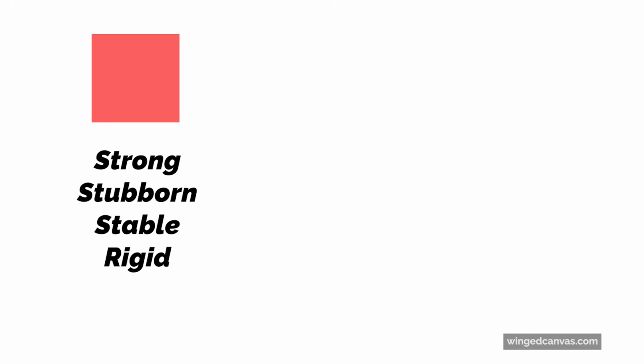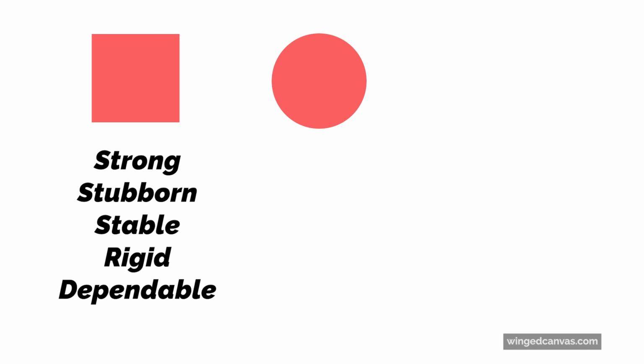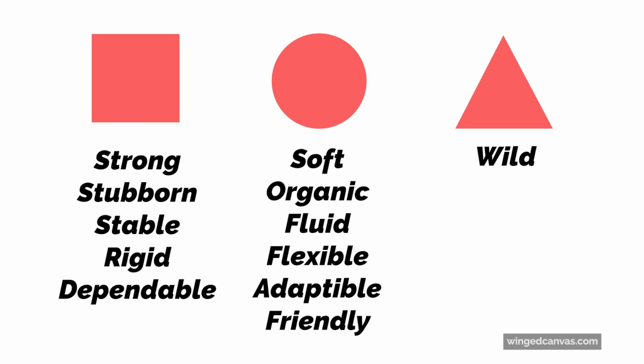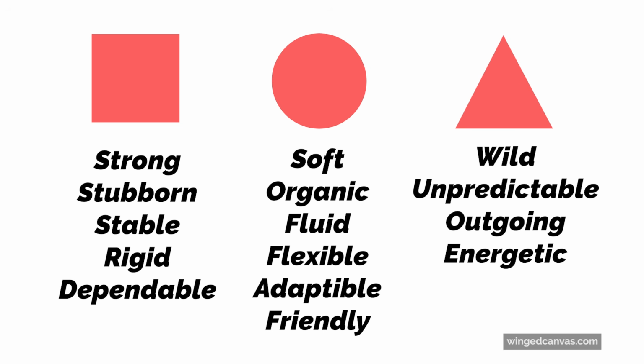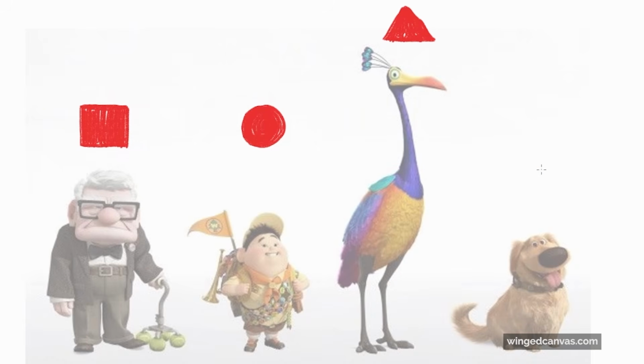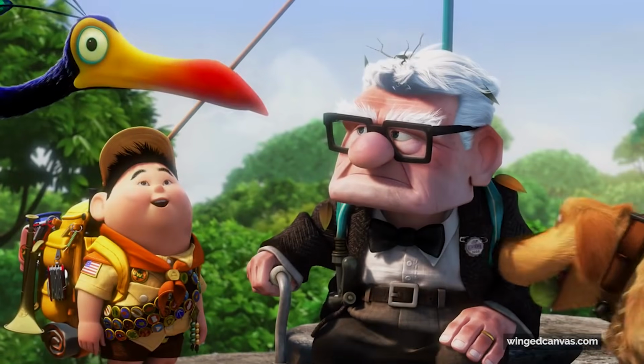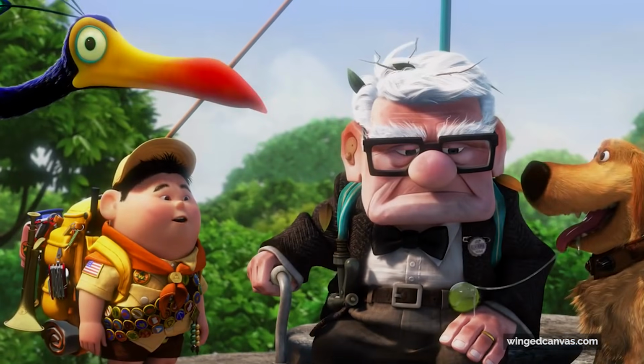So for the square shape, we associate it with words like strong, stubborn, stable, rigid, and/or dependable. For a circle, it's soft, organic, fluid, flexible, adaptable, and/or friendly. For a triangle, it's usually linked with wild, unpredictable, outgoing, energetic, and/or dangerous. So if you think back to our previous example, you can actually see that in how those shapes are also associated with their personality.